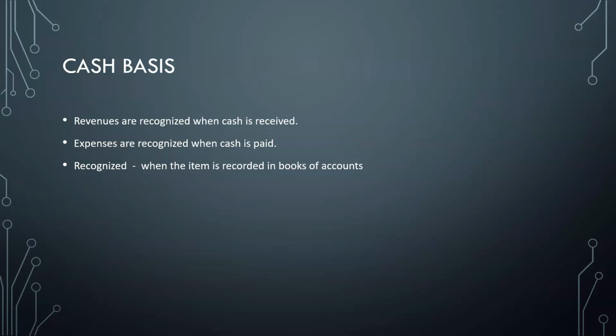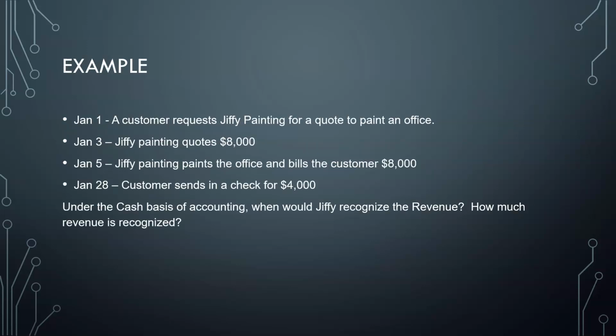Let's take a look at an example. Pause the video, take a minute to read this, and then we'll go through it together. It says, on January 1st, a customer requests Jiffy Painting for a quote to paint an office. On January 3rd, Jiffy Painting quotes $8,000. On January 5th, Jiffy Painting paints the office and bills the customer $8,000. On January 28th, the customer sends a check for $4,000.